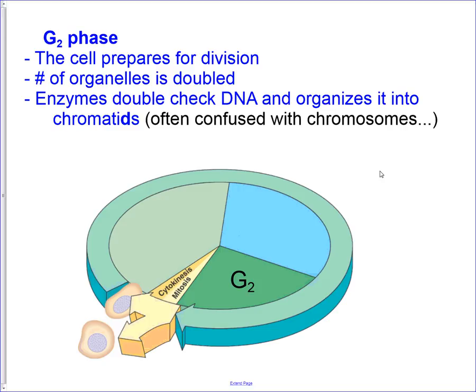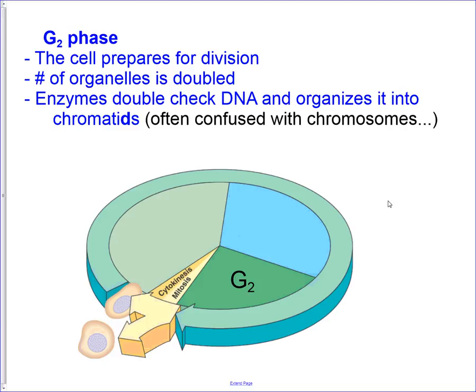Lastly, during G2 phase, the cell prepares for division. The number of organelles is doubled so that when the cell does divide, there'll be enough organelles to jumpstart the process of the new life in the daughter cells. Enzymes double check the DNA and organize it into chromatids. So very complete, totally structured versions of DNA where there's no exposure. So the enzymes are basically turning off this function of the cell, ever so briefly, just so that it can divide. Chromatids are very closely related to chromosomes, but not exactly the same.